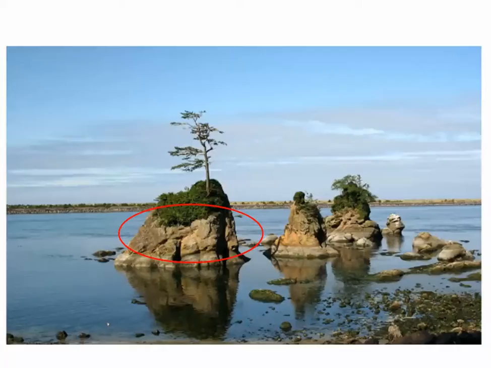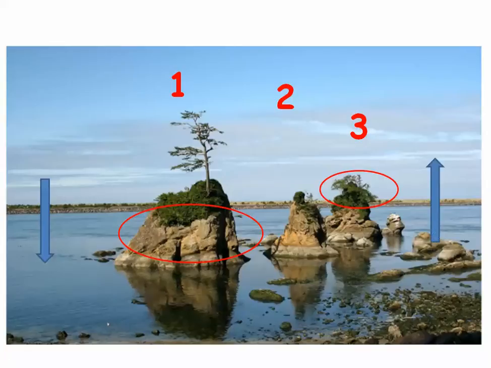We notice that the rock formations are made out of sandstone. We notice that there's vegetation growing on the top of the rock formations. We've already noted that there's 3 different rock formations. We noted that the water color was blue, but now we're going to add an additional observation. We notice that the water is moving, that it's coming in and it's coming out.